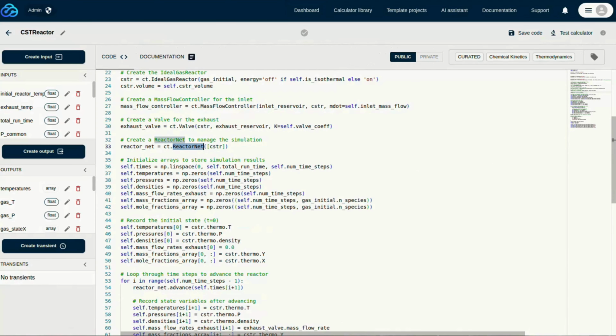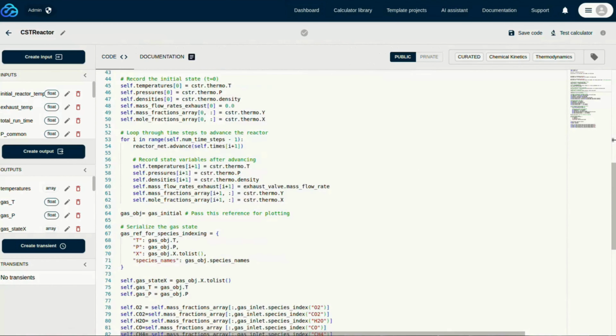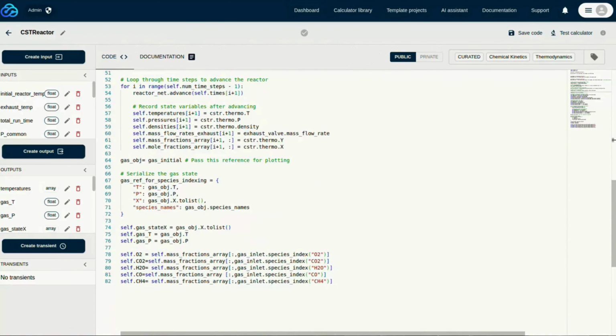By advancing the reactor network through discrete time steps, engicloud captures critical transient behaviors, tracking species like CO and methane as they reach a steady-state operating point. The results are recorded instantly.